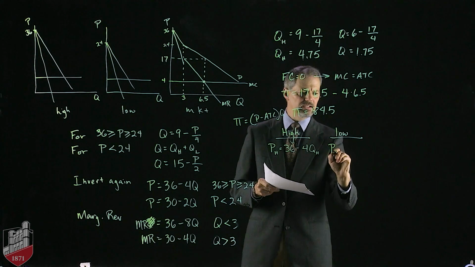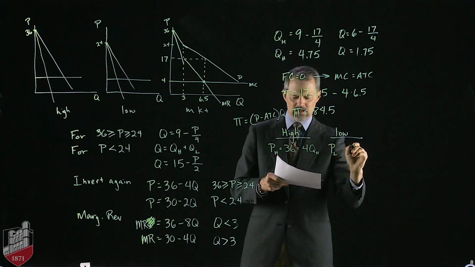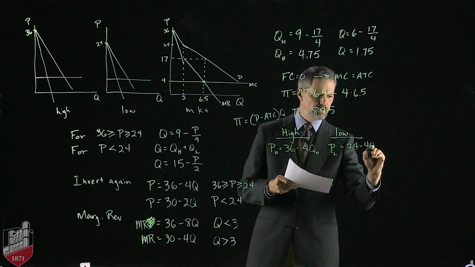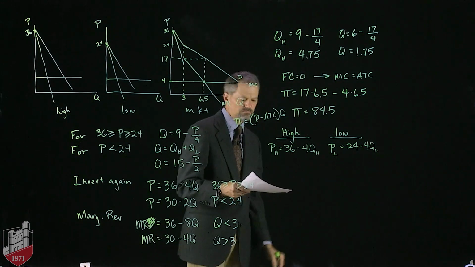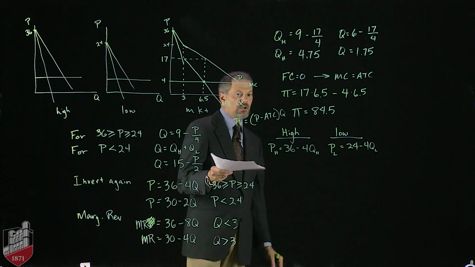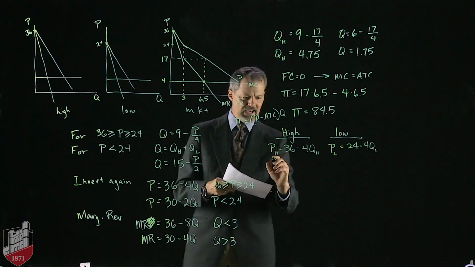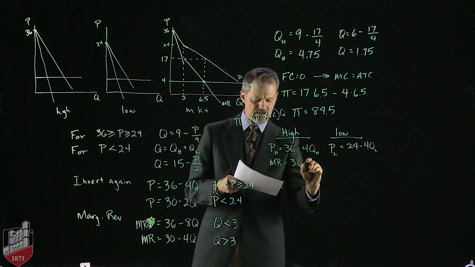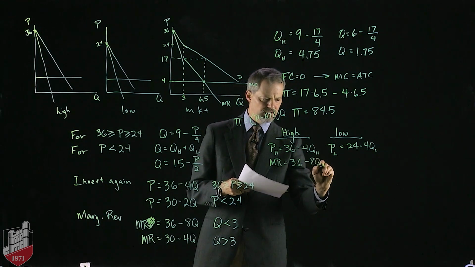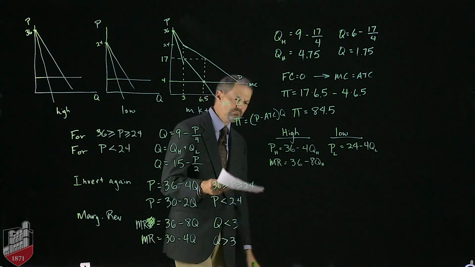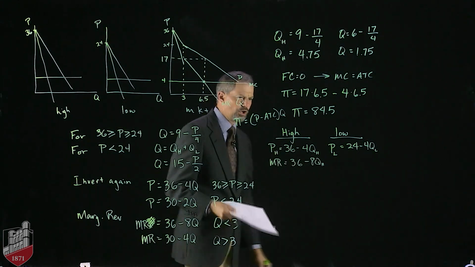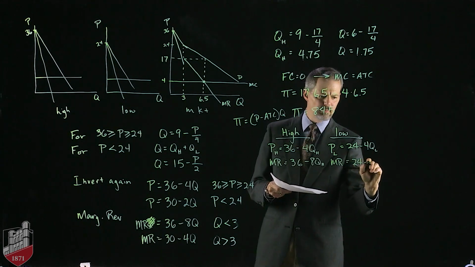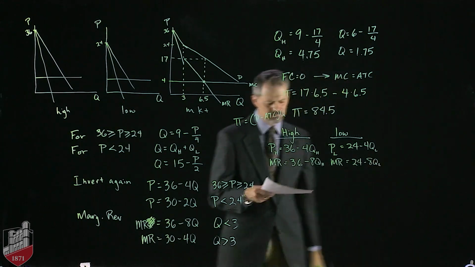Low willingness to pay, it looks like this. PL equals 24 minus 4QL. Our marginal revenue for that high willingness to pay group is 36 minus 8QH. Same intercept, twice the slope. Our marginal revenue curve for the low willingness to pay is 24 minus 8QL.